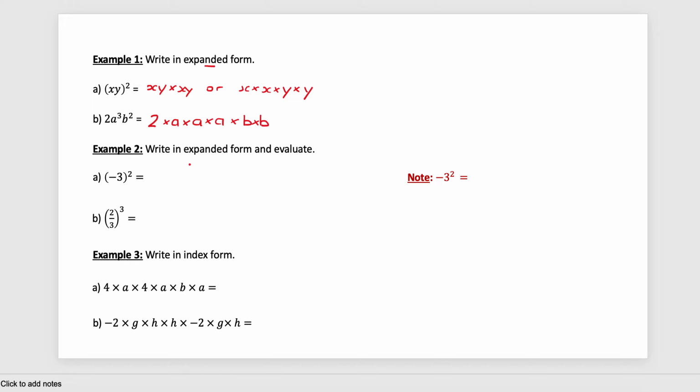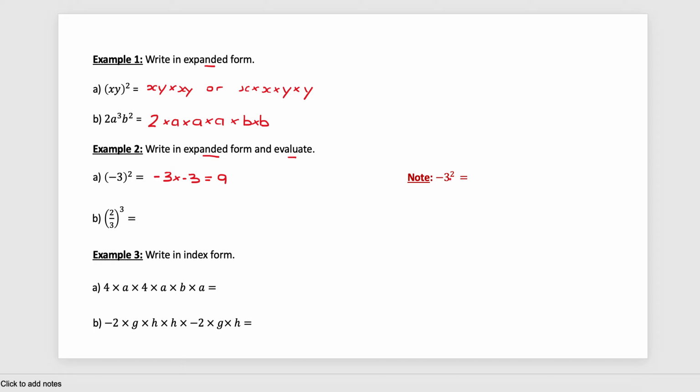In example 2, we've got write in expanded form and then evaluate. So we've got negative 3, all to the power of 2. That means we've got negative 3 multiplied by itself. Negative 3 times negative 3 evaluates to 9, because negative times negative is positive and 3 times 3 is 9. We've got an important note here.